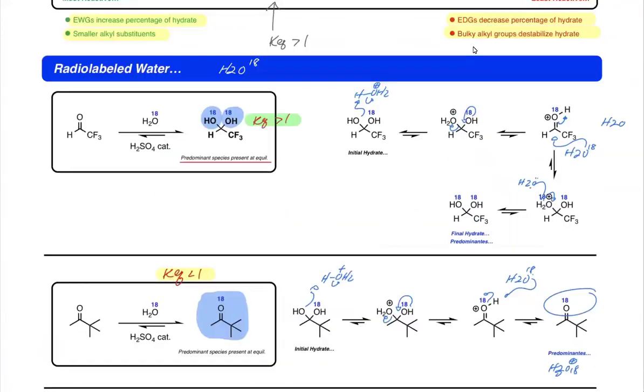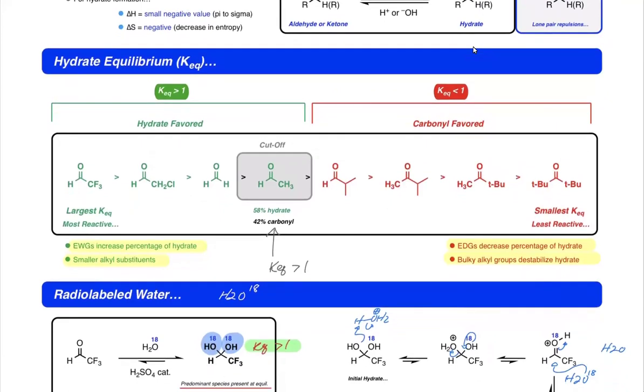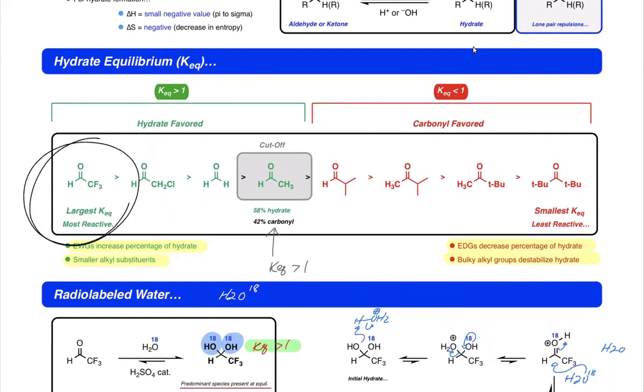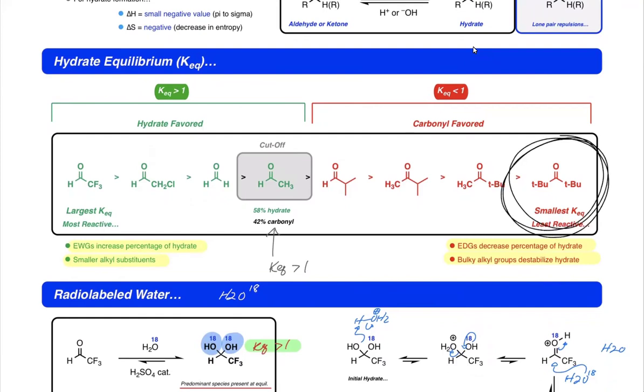So a big takeaway here, and I can't stress this enough, you'll have questions on your exam relating to this. We can ask a reactivity question in disguise by saying which of these carbonyls would form the greatest percentage of hydrate at equilibrium. In any series, the most reactive of the aldehydes or ketones present will form the greatest percentage of hydrate at equilibrium, largest KEQ. And the carbonyl that is the least reactive will form the smallest percentage of hydrate at equilibrium, smallest KEQ.